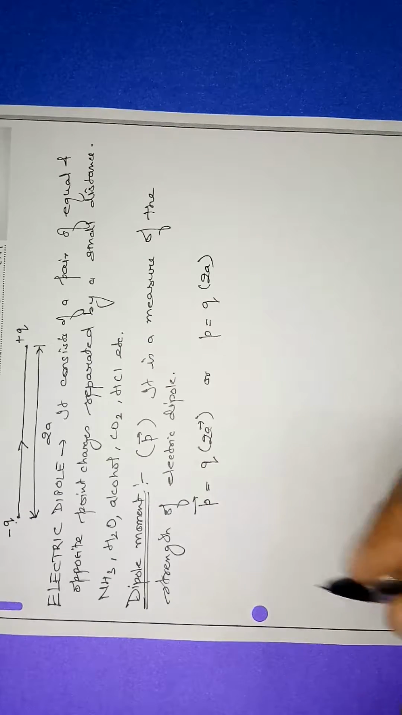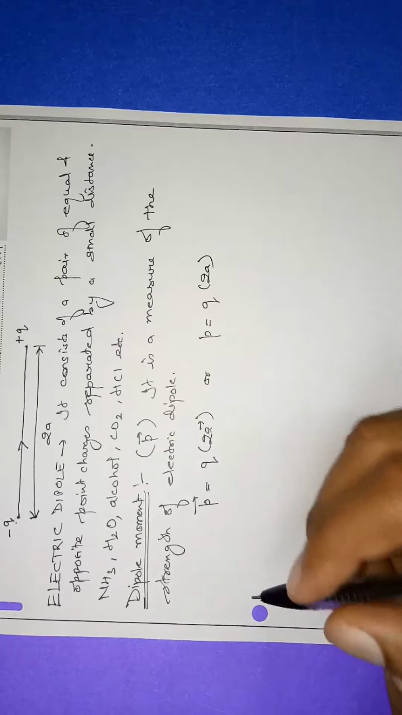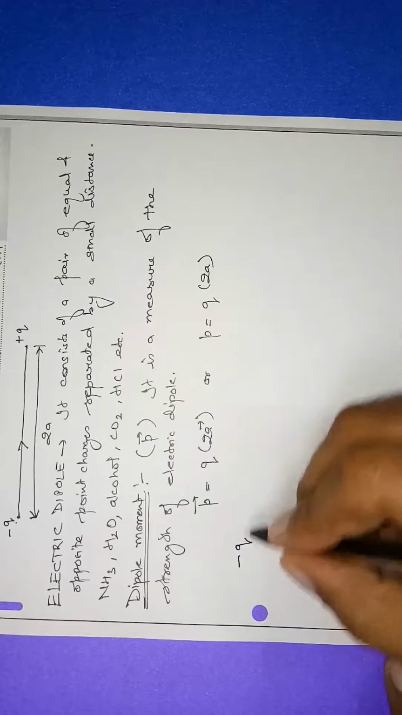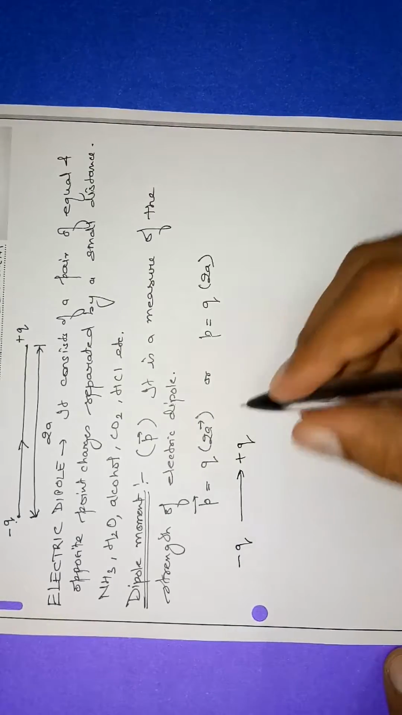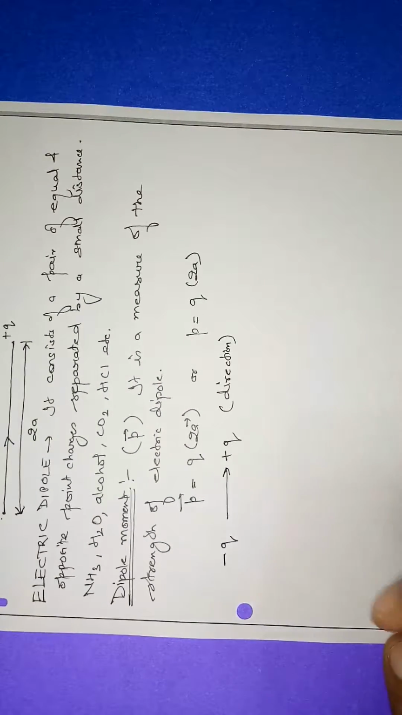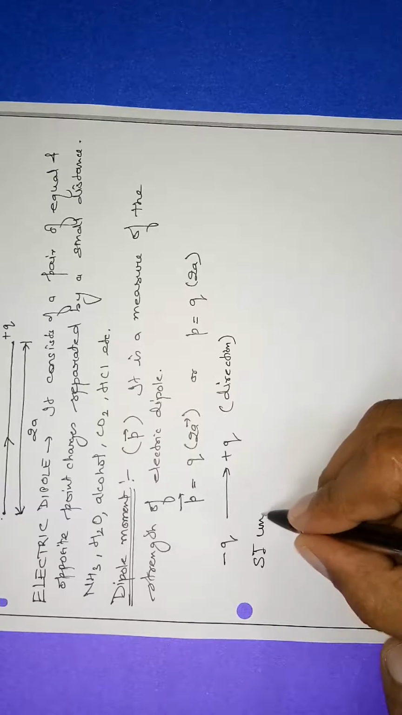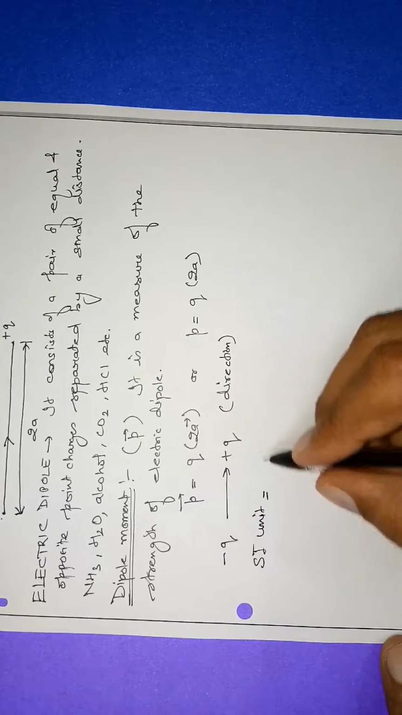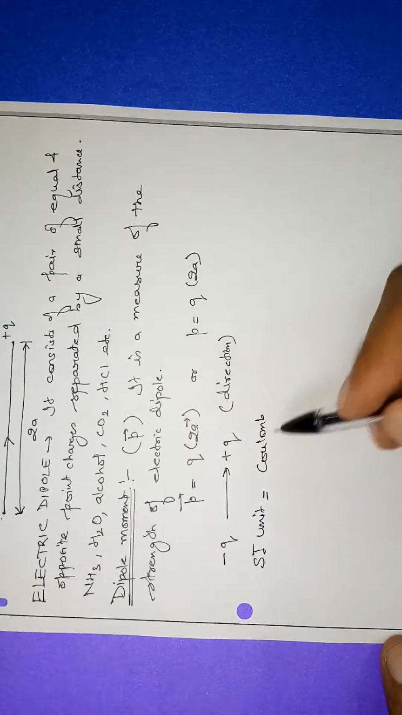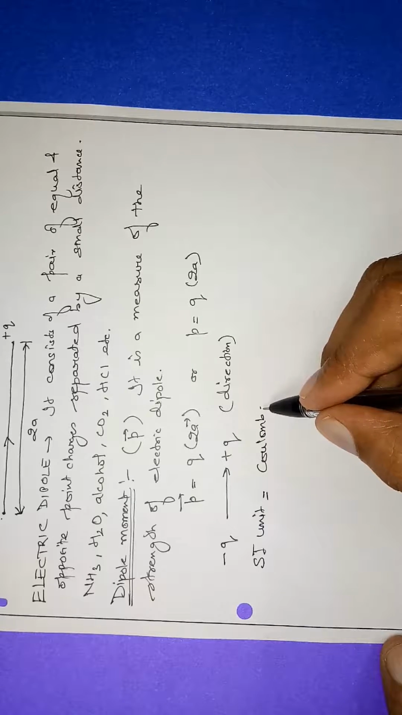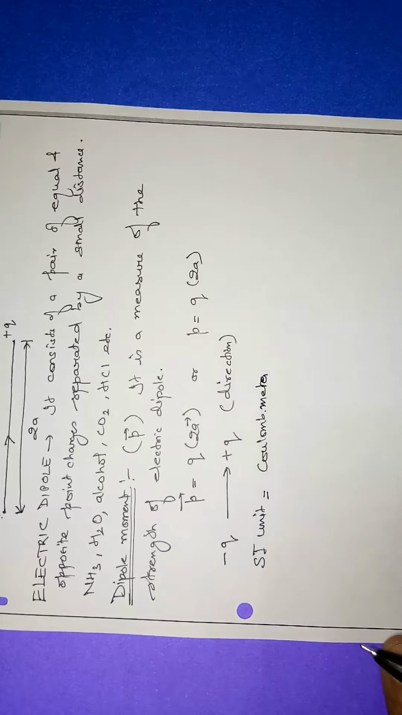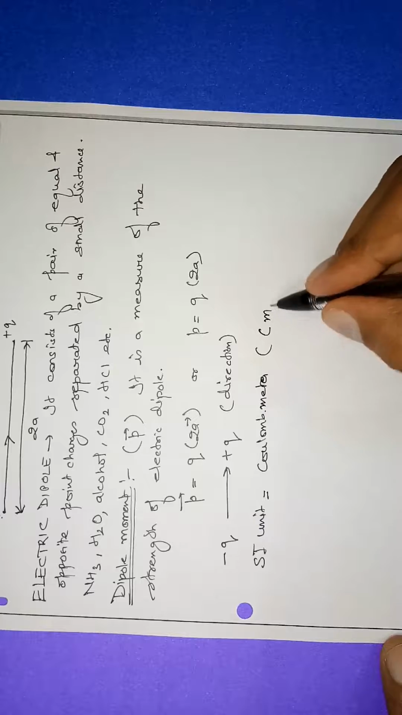One more thing: by convention, the direction of the electric dipole is from the negative charge to the positive charge, so it is always from minus Q to plus Q. This is the direction of the electric dipole. Now the SI unit of the dipole moment is coulomb meter, because the SI unit of charge is coulomb and that of distance is meter.